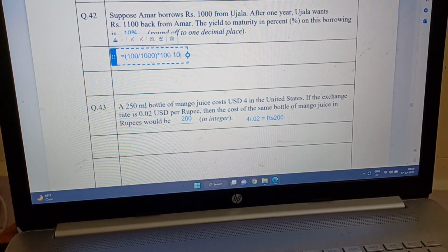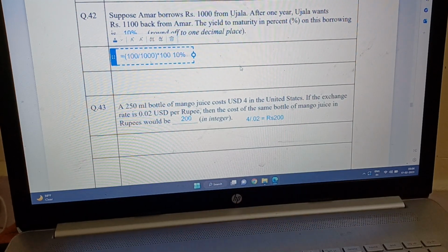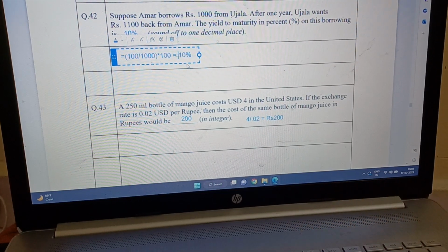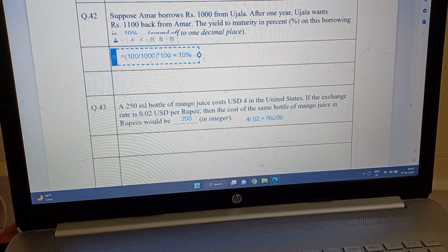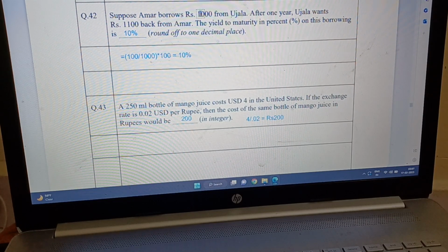You have to see what the base is. So the base here is 1000, not 1100. Many people make mistakes on that. They use the wrong base. If you use the wrong base, it will become 9%. So that's what GATE wants to check, whether you know the base or not. So the base is always the beginning value, and the beginning value is 1000.